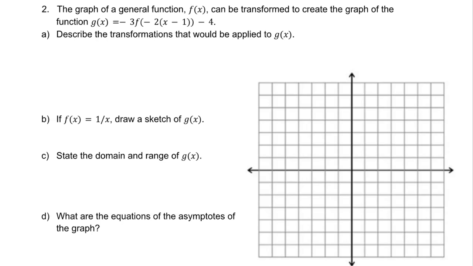Example 2. The graph of a general function f of x can be transformed to create the graph of the function g of x equals negative 3 f of negative 2 x minus 1, minus 4. Describe the transformations that would be applied to g of x.